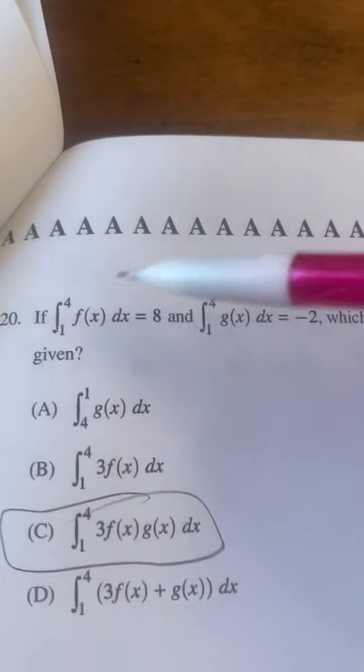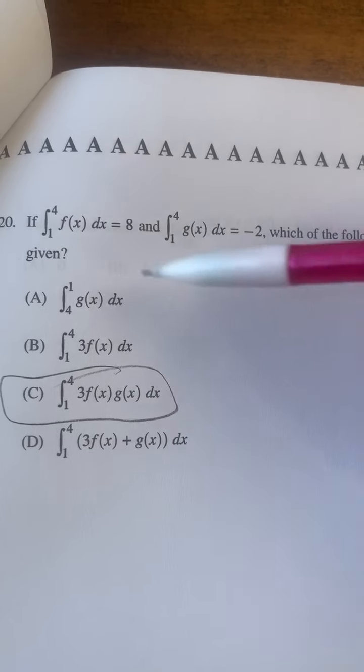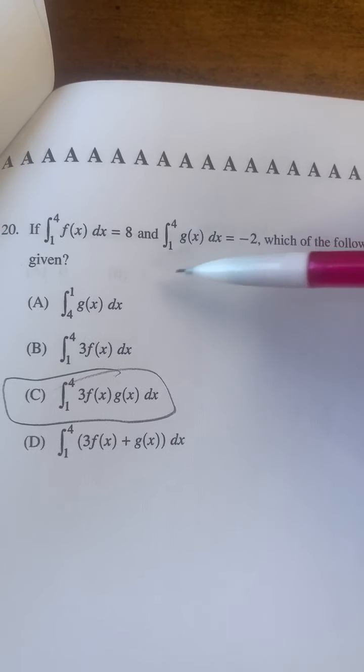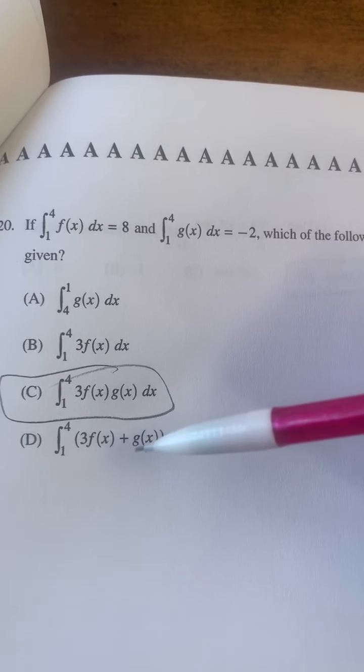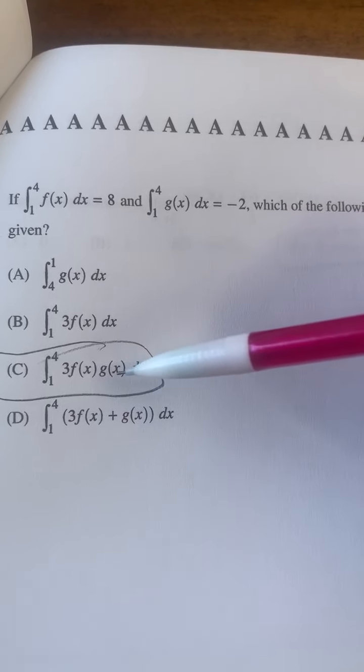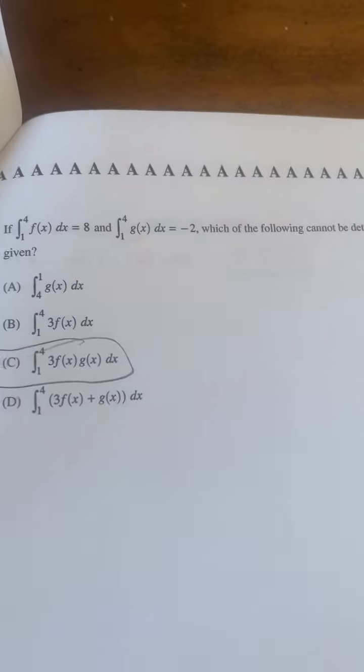Number 20 says the area under f of x from 1 to 4 is 8. The area under g of x from 1 to 4 is negative 2. And it says which of these cannot be determined. We can definitely flip this around and get a 2. We can definitely multiply this by 3 and get a 24. And we can definitely do a combination of that here. There's no way to know what happens when I multiply my equations together. So therefore my answer is C.